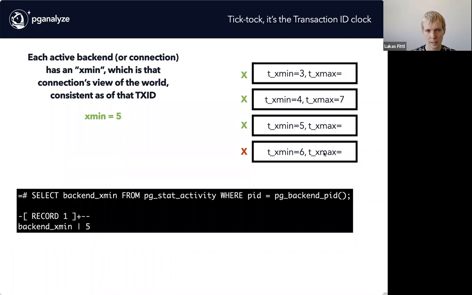So imagine you had a connection that has an xmin horizon, which is the connection's view of the world right now, consistent as of this transaction ID, right? Which is 5. So the backend has an xmin 5. And on the right here, we have 4 tuples. We have one with xmin 3, one with xmin 4, one with xmin 5, and one with xmin 6. And let's suppose that the third one was actually one to be inserted, right? And so what we can see is that we can see the first 3, but we cannot see the 4th, because to our connection, this tuple, this row is in the future.